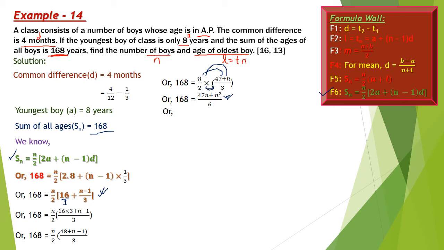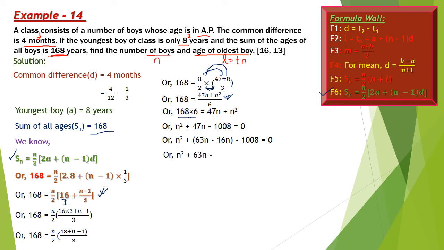Now we can cross multiply. 168 into 6 equal to 47n plus n square, or n square plus 47n minus 1008 equal to 0, since 168 into 6 is 1008. Now what will be inside the bracket? That will be n square plus, bracket, 63n minus 16n, bracket close, minus 1008 equal to 0. Here 63 into 16 is 1008, and 63 minus 16 is 47.